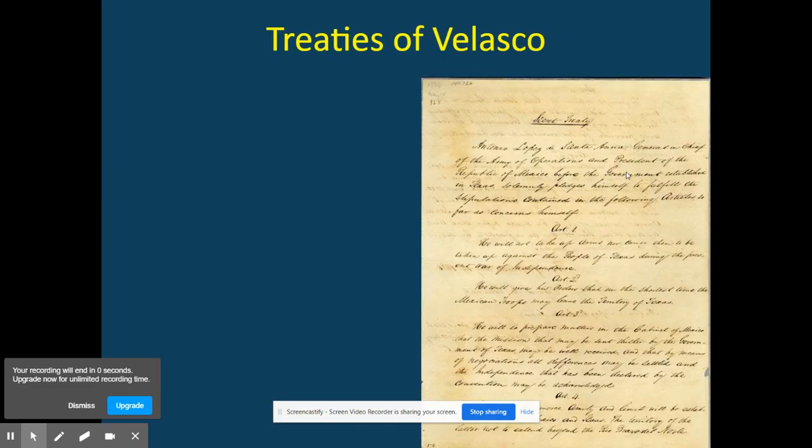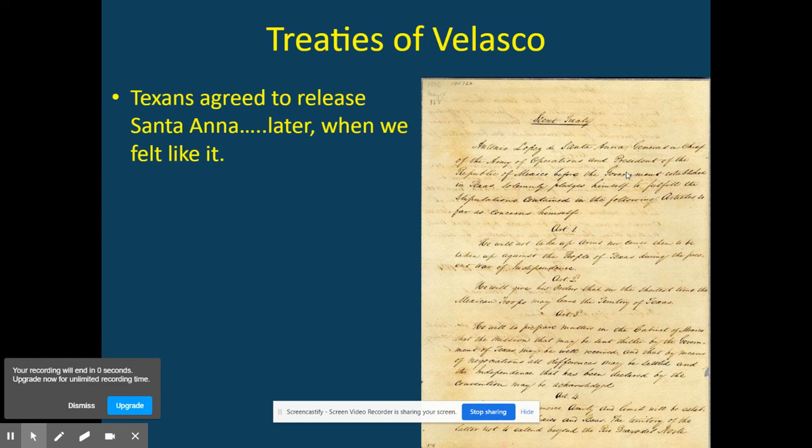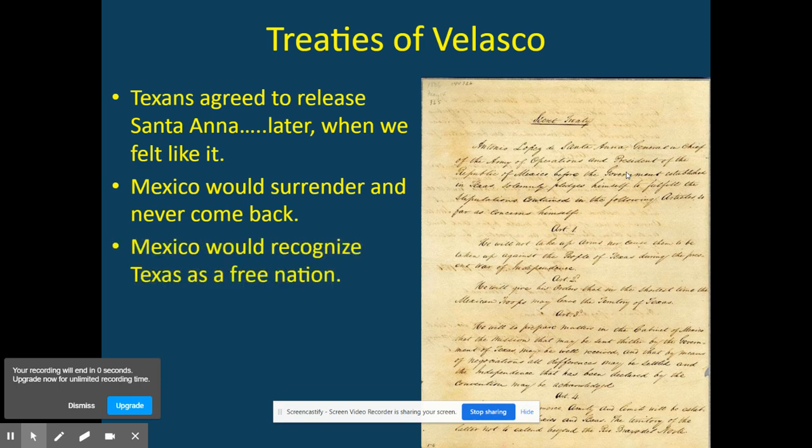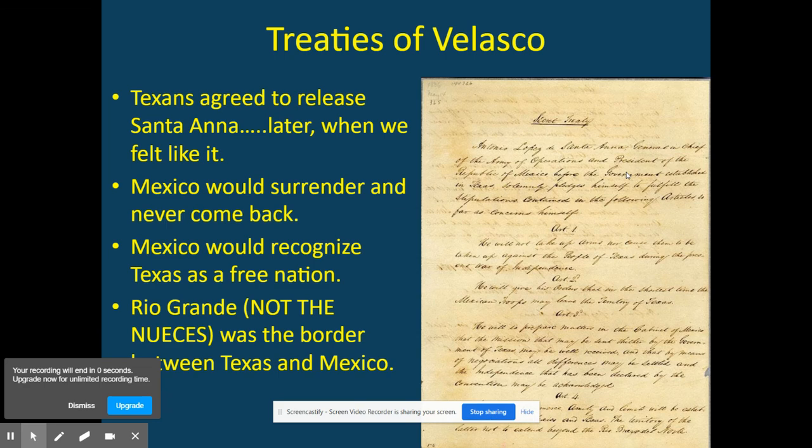Treaties of Velasco. Texans agreed to release Santa Anna later, when they felt like it. Mexico would surrender and never come back. Mexico would recognize Texas as a free nation. The Rio Grande, not the Nueces River, was the border between Texas and Mexico.